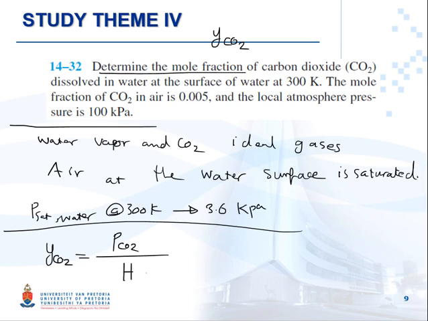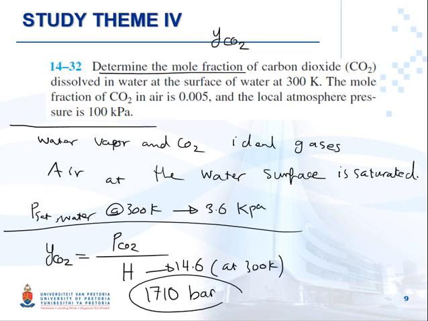It's no problem. You go to table 14.6 of your textbook. At 300 Kelvin, this H will be 1710 bar. Okay, but in order to determine the mole fraction of carbon dioxide, we need to find the partial pressure of carbon dioxide. How are we going to find that one?